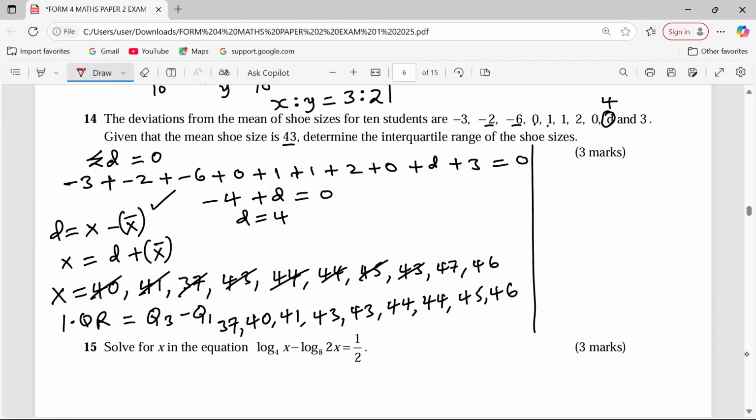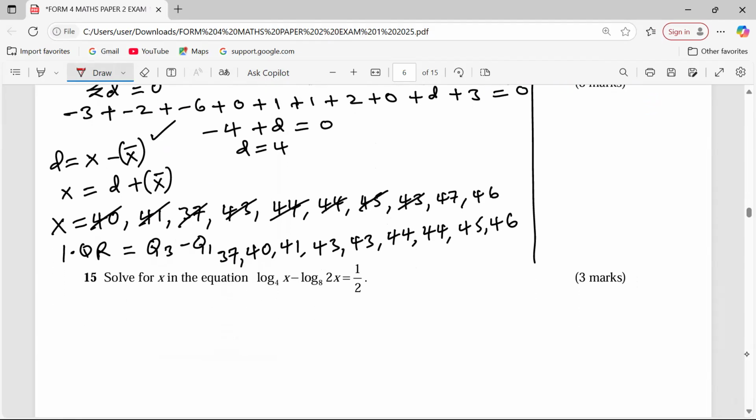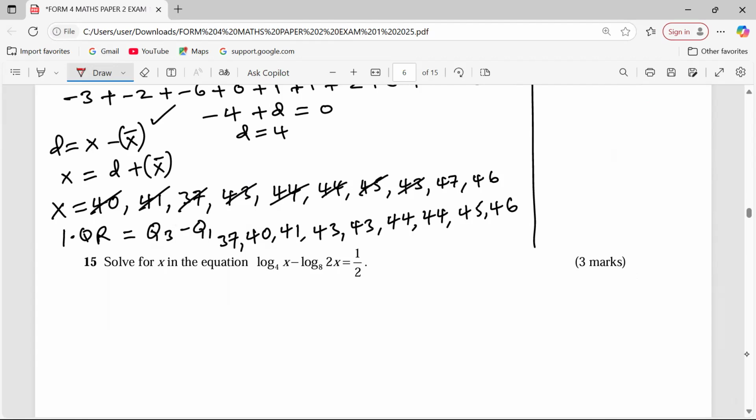Remember, we have 1, 2, 3, 4, 5, 6, 7, 8, 9, 10 deviations, meaning that we should be having 10 shoe sizes. 1, 2, 3, 4, 5, 6, 7, 8, 9. Yeah. What about from here? There is 47, sorry. I'd left out 47. Shoe number 47 is also there. So they are now enough.